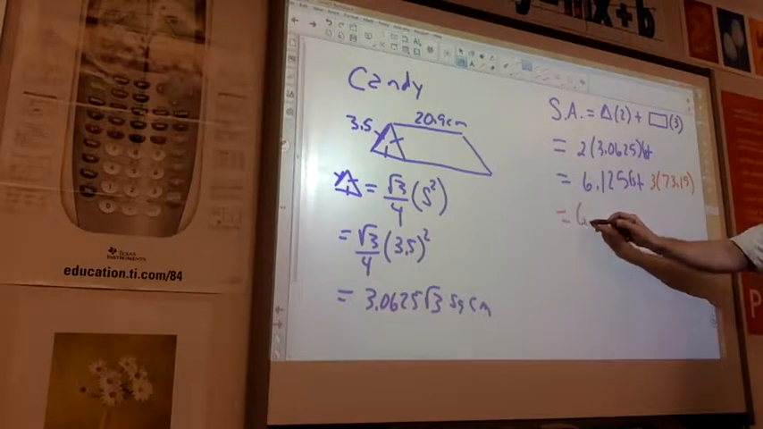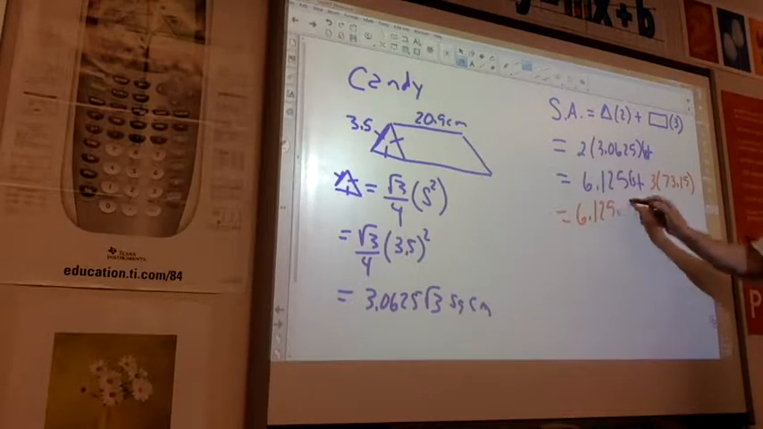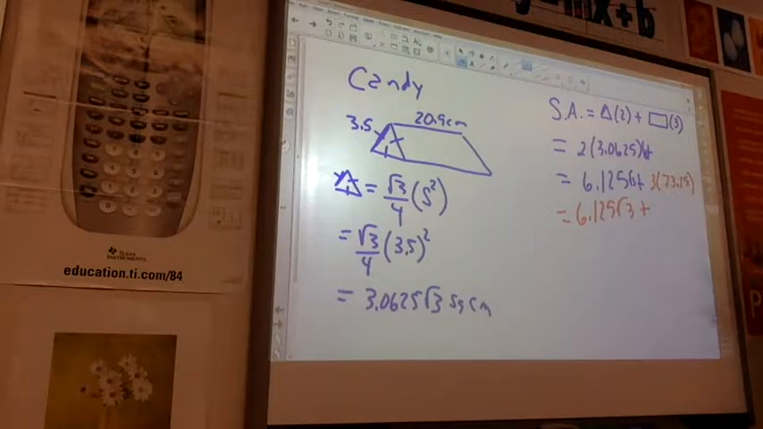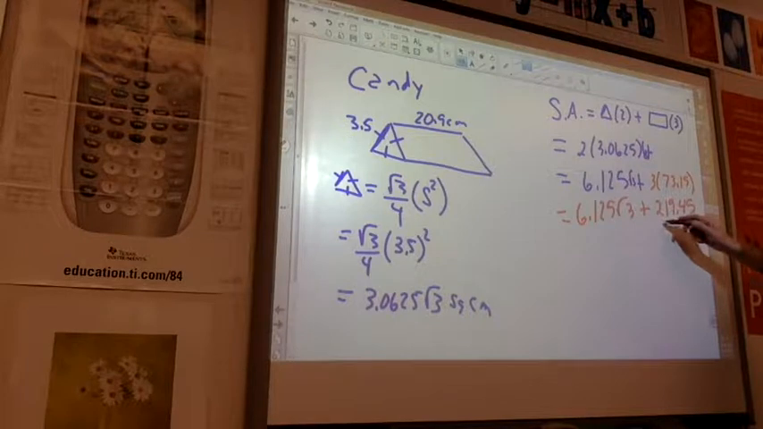So I have 6.125 root 3 plus 3 times 73.15. It's 219.45. 219 what? Square what?